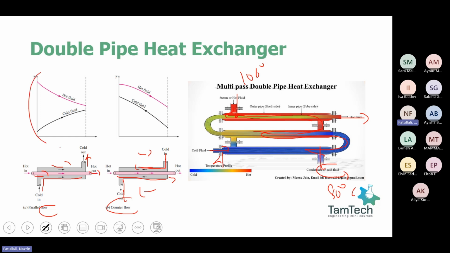Also from this graph, you can see that in parallel flow, at the beginning the temperature difference is high, but at the end they are almost equal. But in counterflow, your hot fluid comes from there to here, and your cold fluid comes from there to there. The temperature gradient is higher in counterflow.